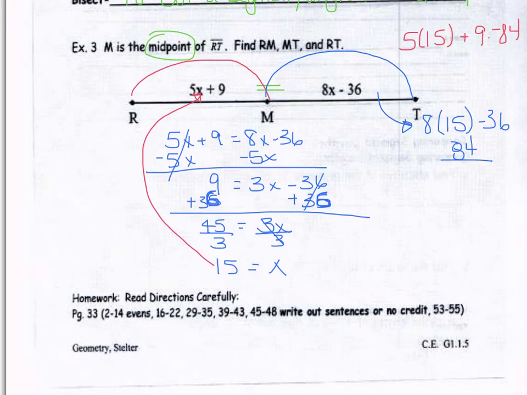And last but not least, because still, if you're not done, you still have to do RT. So all the way to RT, I think you can do this one all on your own, but just in case, R to T is all the way across. Hopefully you gather that it's 84 plus 84, and you end up with 168. So RT equals 168. So make sure you label your pictures, you create your equation, you solve the equation, and then you answer the correct question.